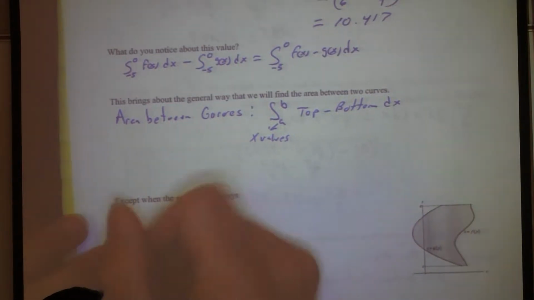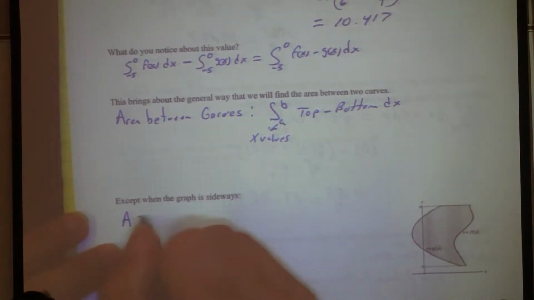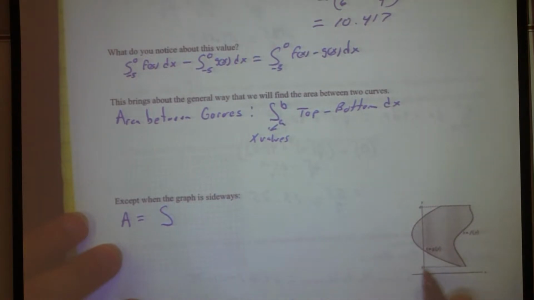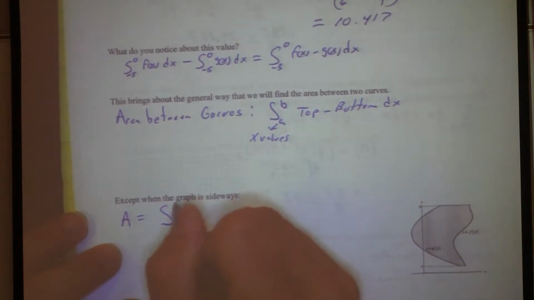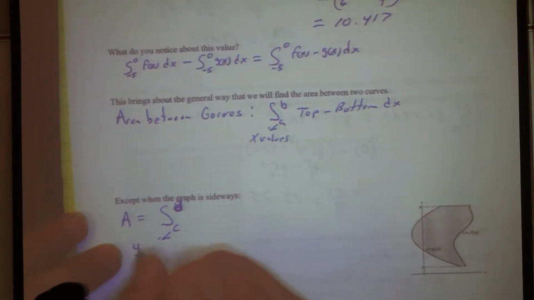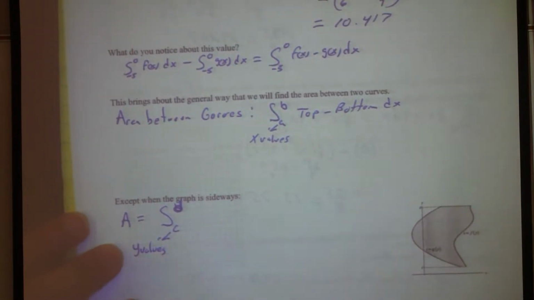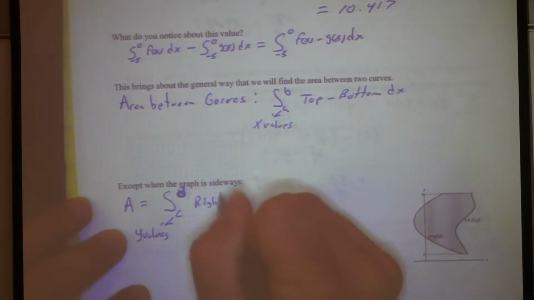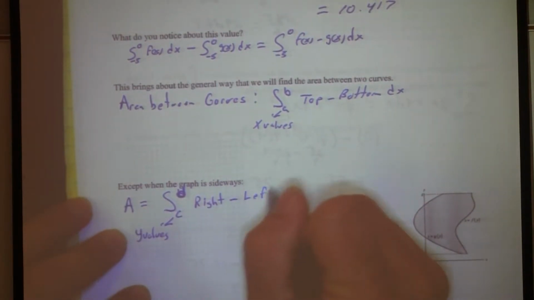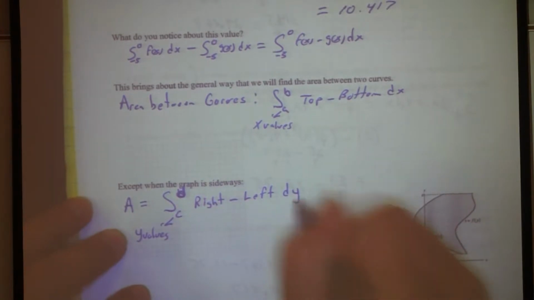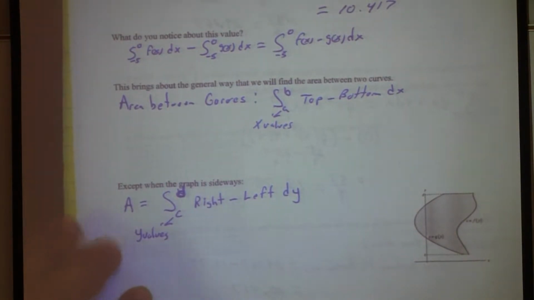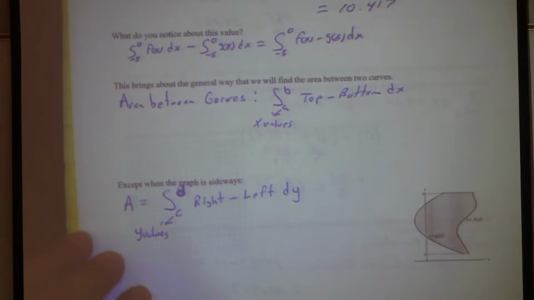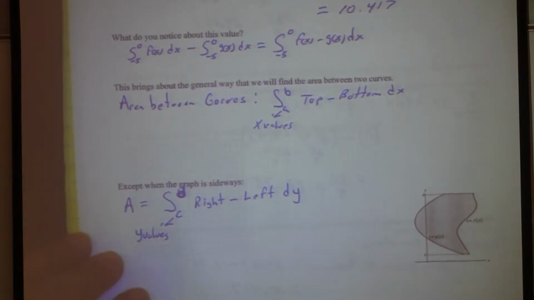Okay, so whenever you don't know top and bottom, the area is going to be the integral. Now we're working with y values from c to d. So these are going to be y values now. And instead of doing top minus bottom, here you're going to do the right curve minus the left curve, and it's going to be dy, not d what? X. Okay? So you got to be careful here, okay?